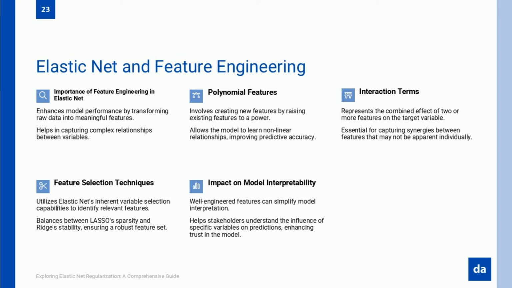Dimensionality reduction techniques like principal component analysis, PCA, can also complement Elastic Net. If a dataset has thousands of correlated features, PCA can transform them into a smaller set of uncorrelated components, and Elastic Net can then determine which components are truly valuable for prediction. A well-engineered dataset can make or break a model. Feature engineering helps Elastic Net focus on the right information, improving both performance and interpretability. Up next, we explore how Elastic Net compares to other model selection techniques and when it's truly the best choice.